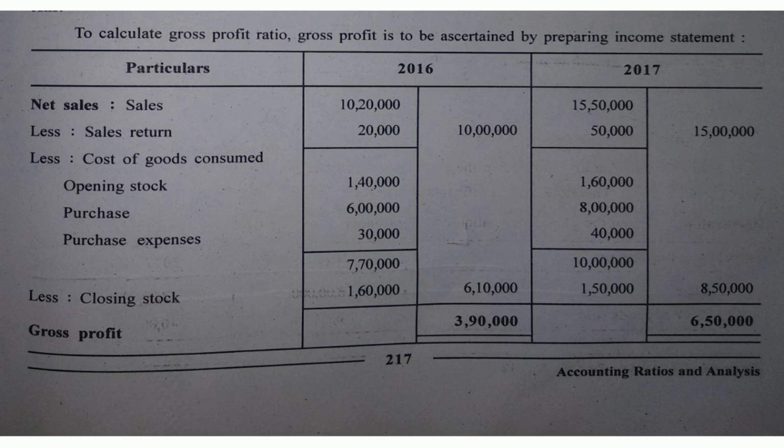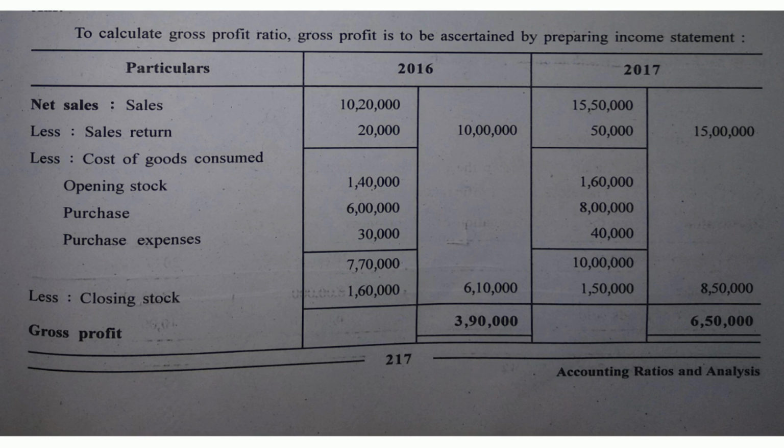Then, cost of goods consumed. Opening stock plus purchase expense minus closing stock gives you 6 lakh 10,000. Sales 10 lakh, COGS 6 lakh 10,000. Sales minus COGS is gross profit. So 10 lakh minus 6 lakh 10,000 gives you 3 lakh 90,000, which is gross profit. Yes, they're presented in table form.